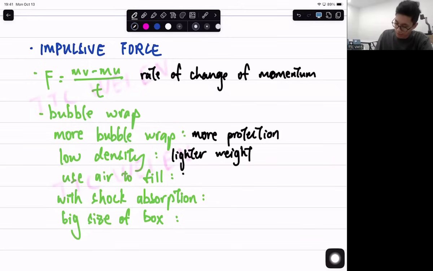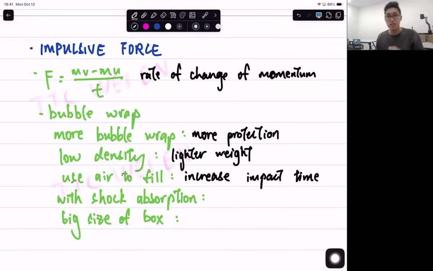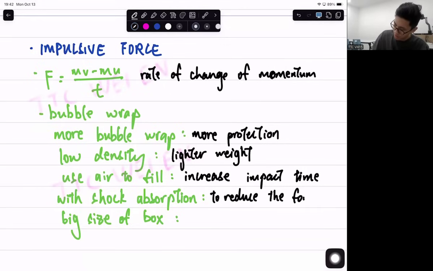Okay, that way you can increase the time of impact. Increase the impact time, then you can reduce the impulsive force. If they ask you, should I have any shock absorber or not? Yes, you want it to have shock absorption to reduce the force on the object.